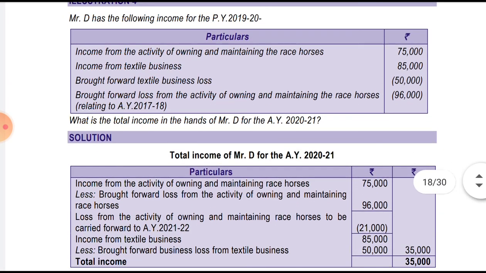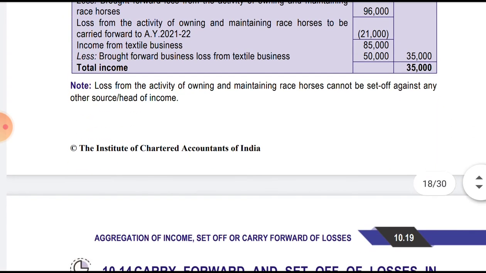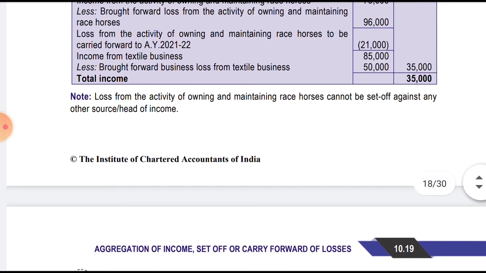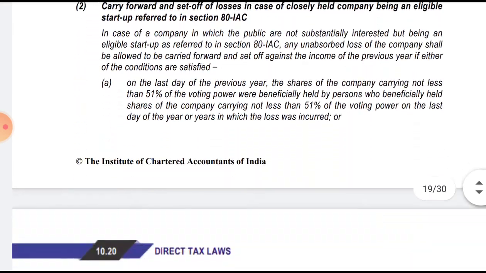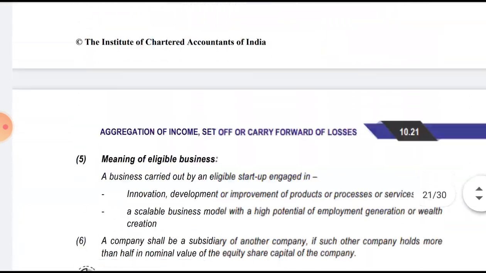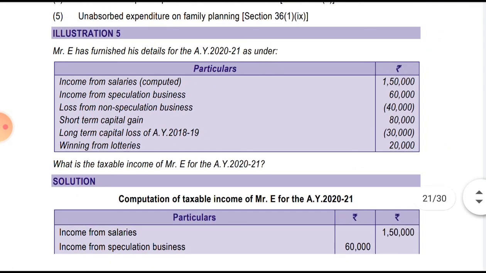2122. Perfect. Next year, the loss from the activity of owning and maintaining horses can be set off only against that head of income, that is owning and maintaining of horses, and cannot be set off against any other head of income. Then we are done with illustration 4. Illustration 5: Mrs. E has furnished the details of assessment year 2021 as under: salaried income 1,50,000, computed speculation business 60,000 rupees.